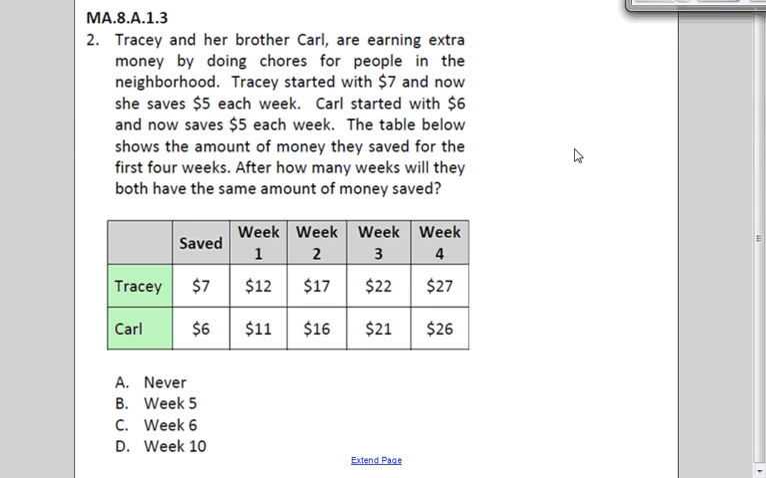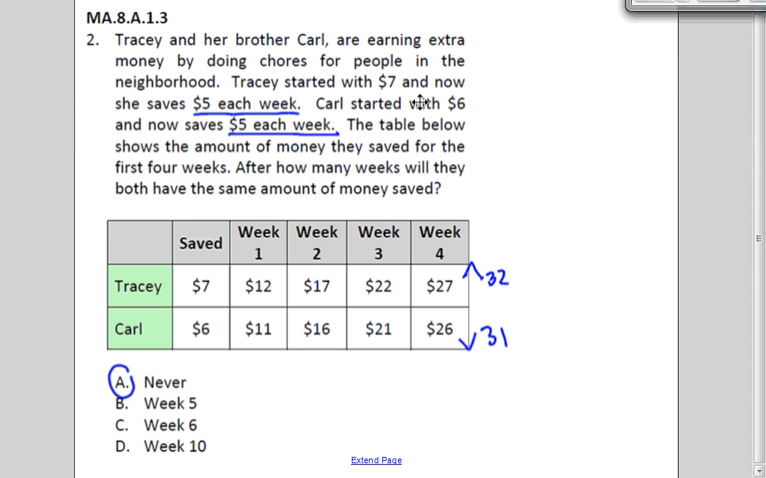So we had a couple ways that we could have done this. We could have either continued the pattern, since the continuation would be $5 each week here. So when we add $5 to Tracy, we end up with 32. And when we add the $5 to Carl, we end up with 31. And if we look, though, we notice that they both save $5 a week. So I actually have to back up and say that we are never going to catch each other because they started at different places. So the answer is never.